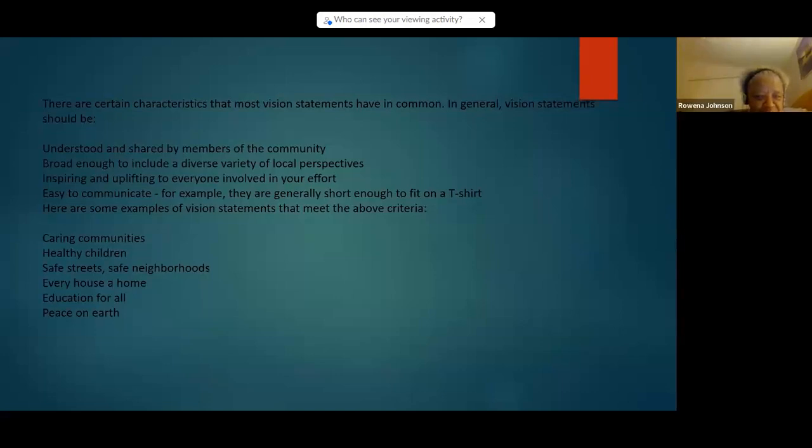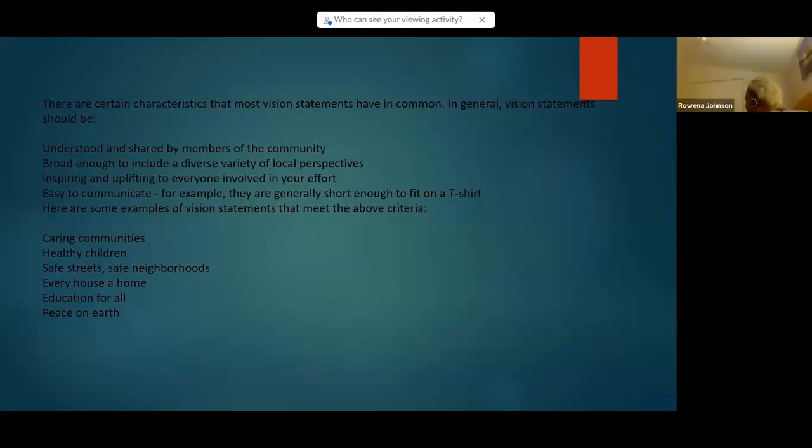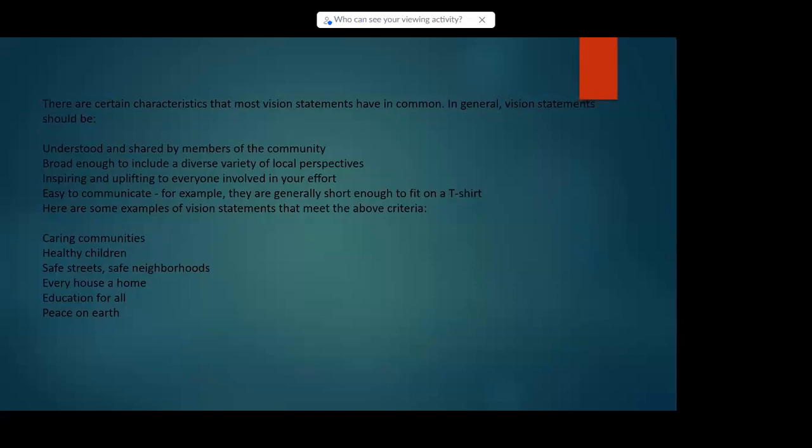Care and community, healthy children, safe streets, safe neighborhoods, every house a home, education for all, peace on earth. Now, have you come up with a vision statement? Yes. Let's see what you got.